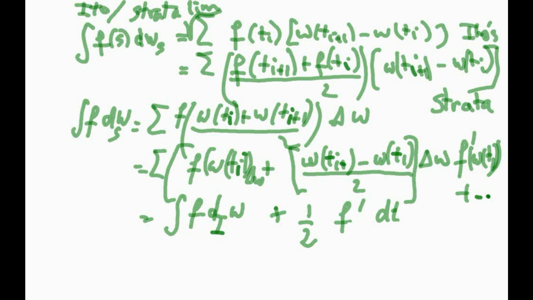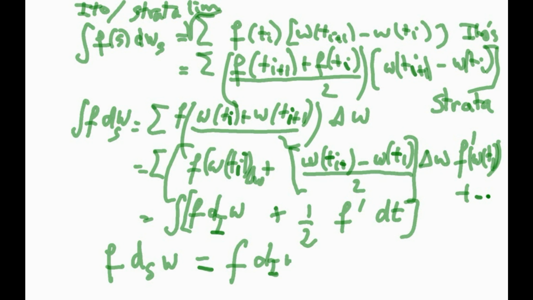And so we can now write it in the form f d_Stratonovich ω is equal to f d_Ito ω plus 1/2 f prime dt. Right? So this shows the first interesting formula to connect, in terms of the differential form, for any function f. It shows the relationship between these two representations.